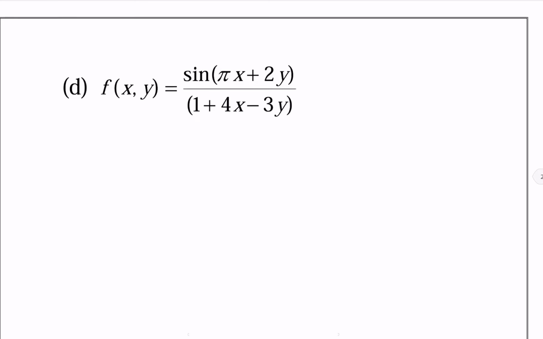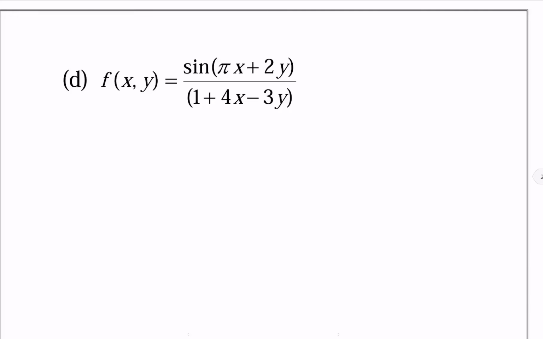Okay, how about this one? We want to find fx and fy. Obviously this case is what we call the quotient rule, where we consider u over v. For fx, of course we need to know that for the quotient rule it will be (u'v minus uv') over v². That is our formula for the quotient rule.